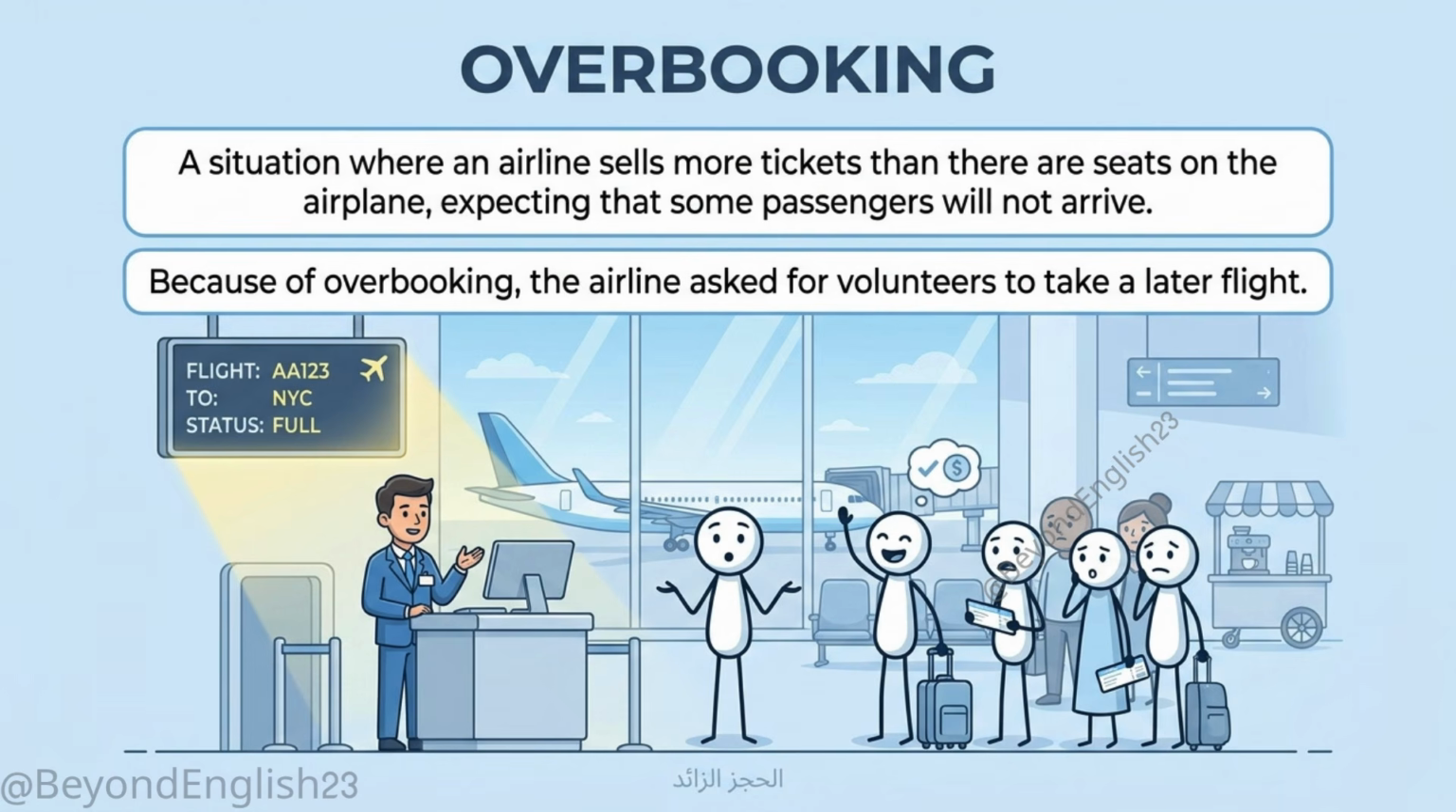12. Overbooking. Overbooking is a situation where an airline sells more tickets than there are available seats, expecting that some passengers will not show up. Example: because of overbooking, the airline asked for volunteers to take a later flight.